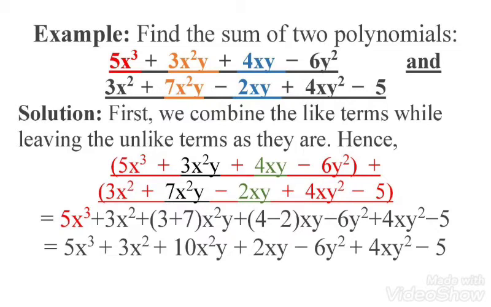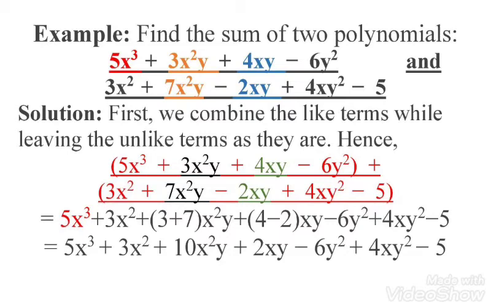So the answer will be, just you write in your notebook. Please do it yourself first and then check it. 5x cube plus 3x square plus 10x square y plus 2xy minus 6y square plus 4xy square minus y. Here you see, we don't touch 5x cube. We don't touch 3x square. But we add 3x square y and 7x square y as 3 plus 7 x square y. It results into 10x square y.